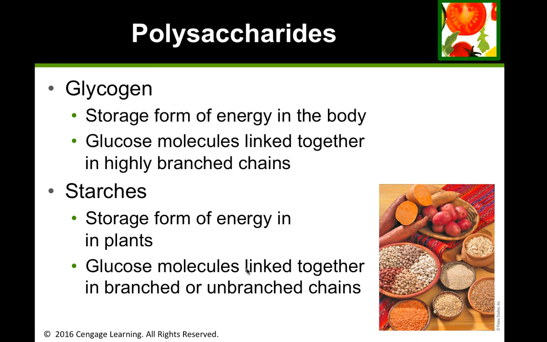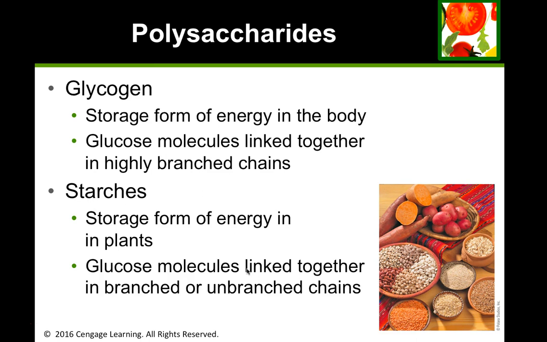Now, polysaccharides are more complex than both the mono and the disaccharides. There's three important polysaccharides in nutrition. They're glycogen, starches, and fibers. Glycogen is important because it's the storage form of energy in the body, and starch is the storage form of energy in plants. Fibers similarly provide structure in the stems and the leaves, etc. of plants.